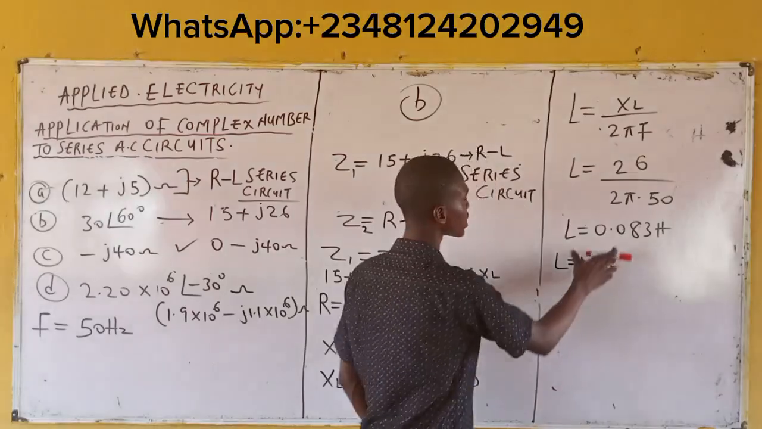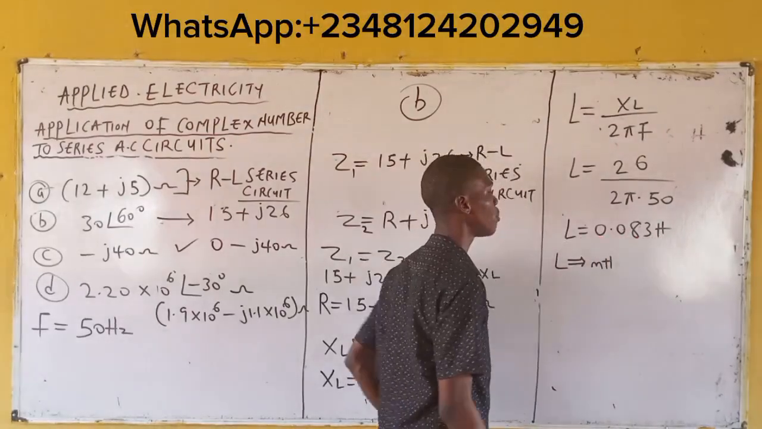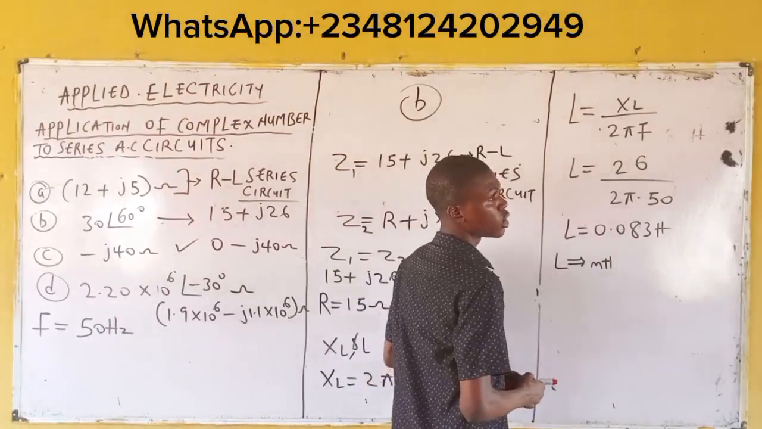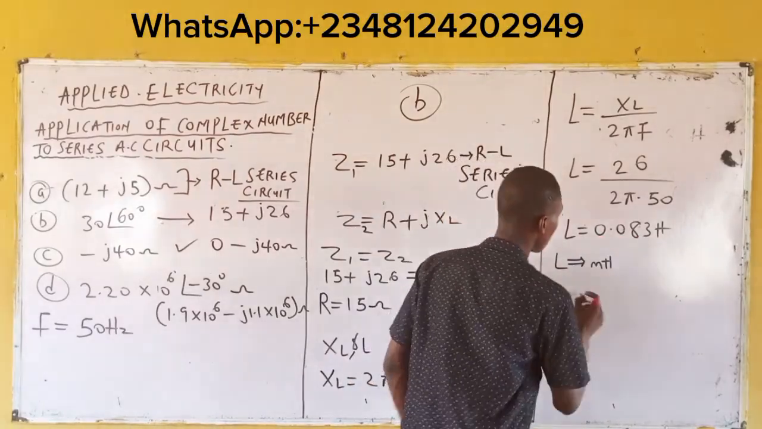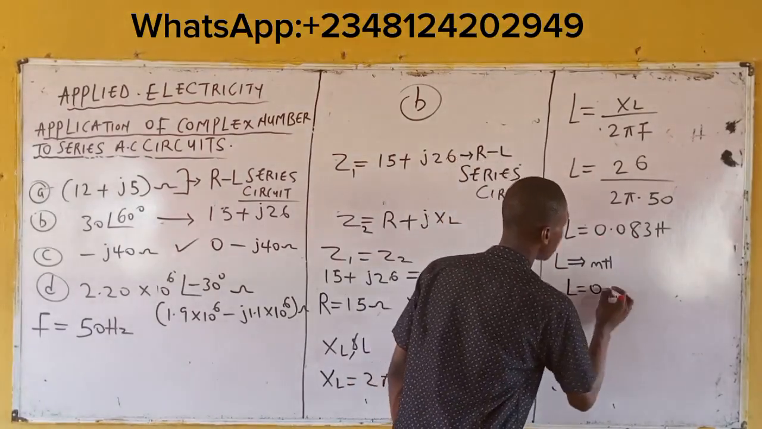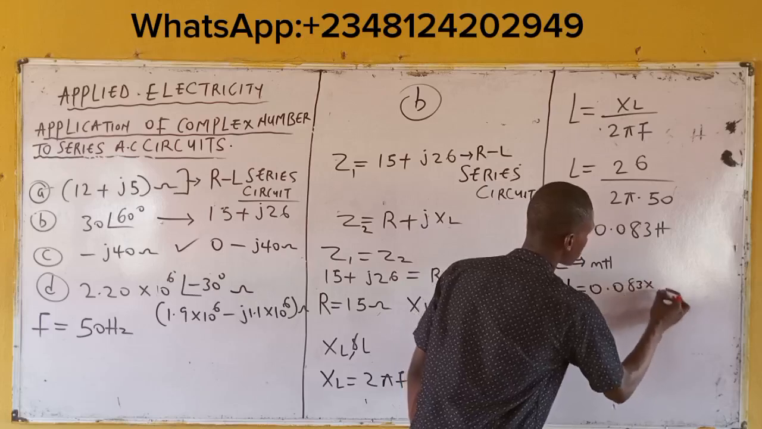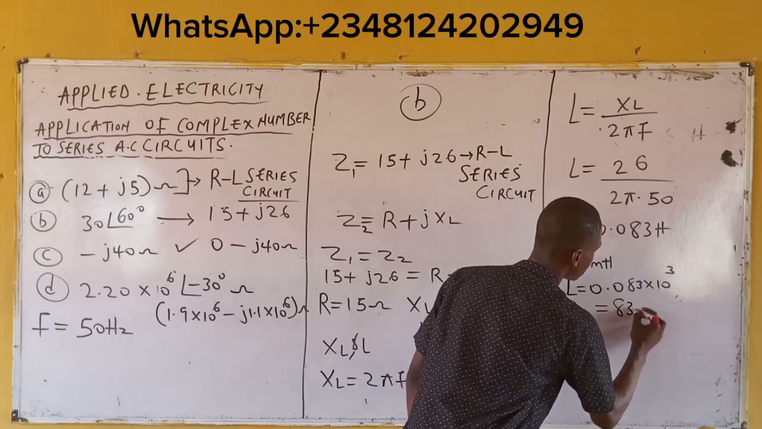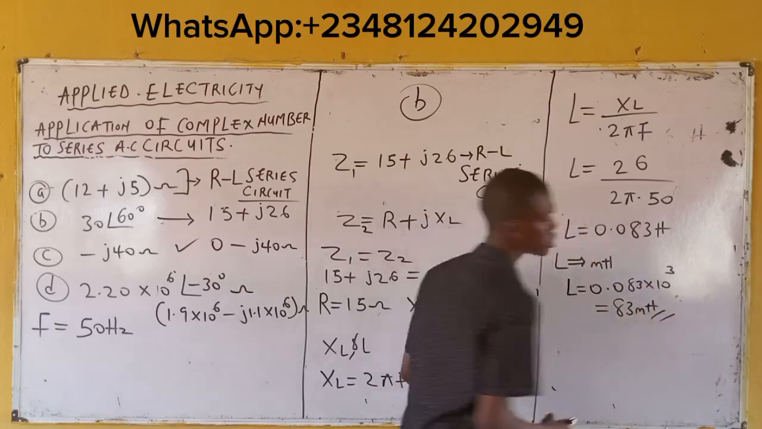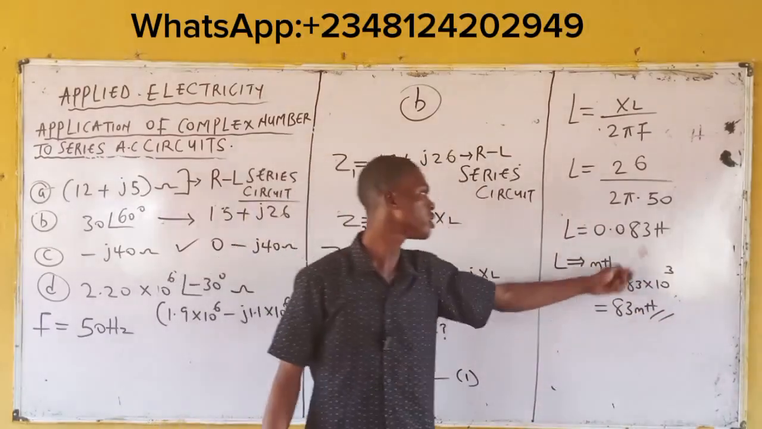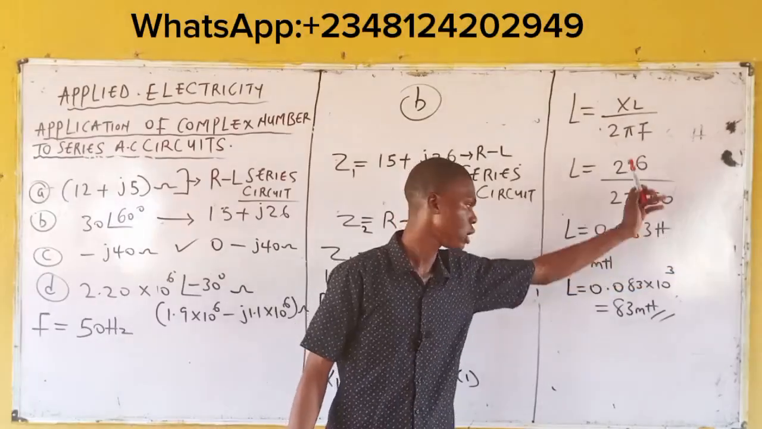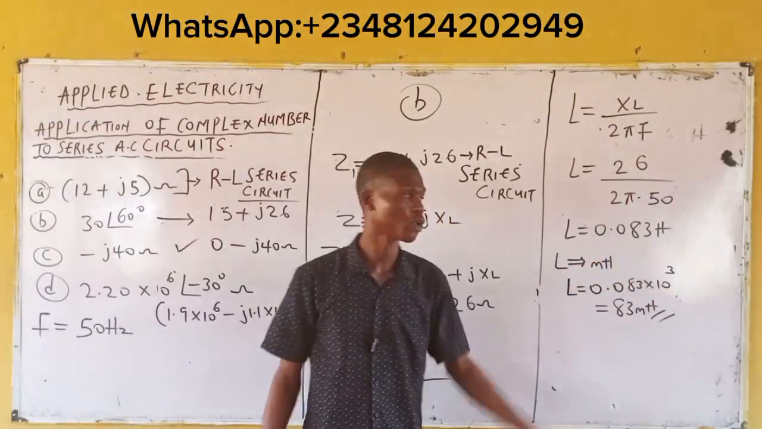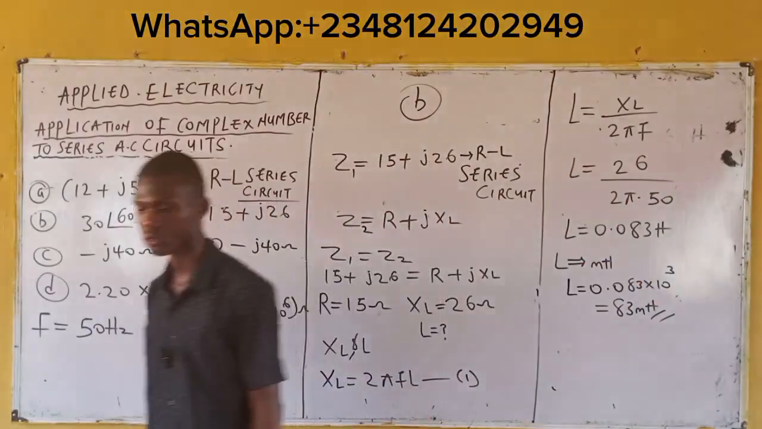So this answer, I want to convert to milli. L becomes 0.083 multiplied by 10 to the power of 3, and this gives you 83 millihenry. So this is the answer. If you are doing objective questions and you see this, you are correct. But from theory, if you stop here, you get your full mark.